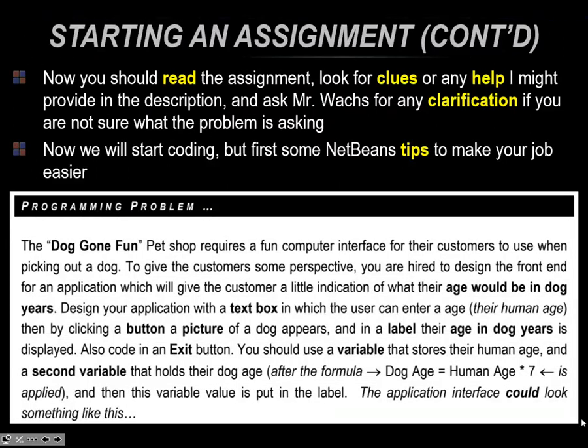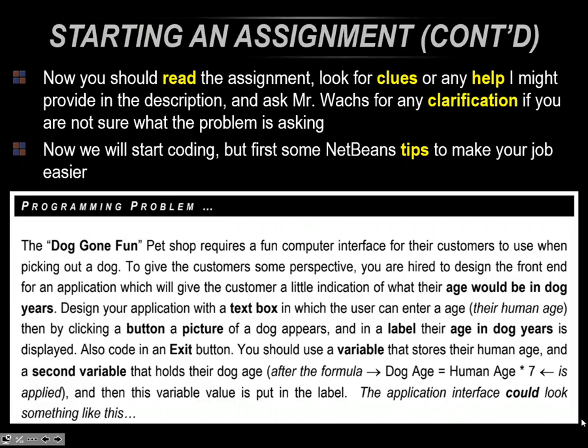Sometimes I include hints or clues throughout the assignment on purpose. And if anything is confusing to you, ask me for clarification if you're not sure exactly what the problem's asking. This is the problem we're going to accomplish. It's basically a converter from human years into dog years by taking a number and multiplying it by 7. So it's a very simple problem to start with.